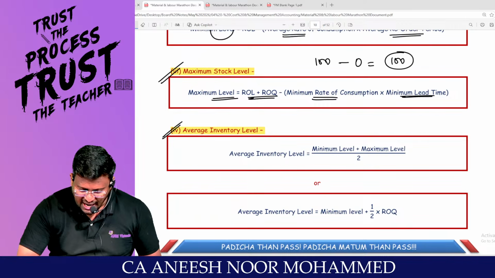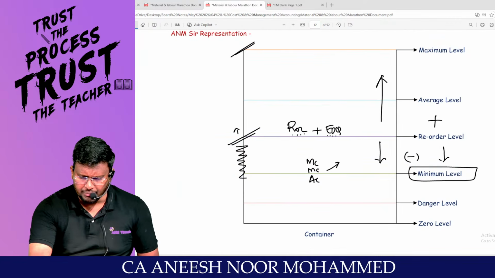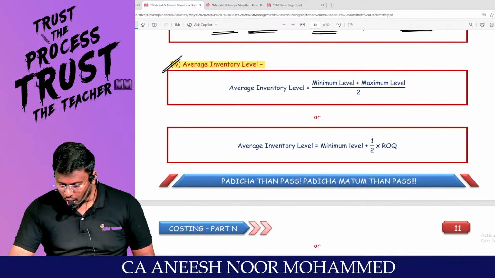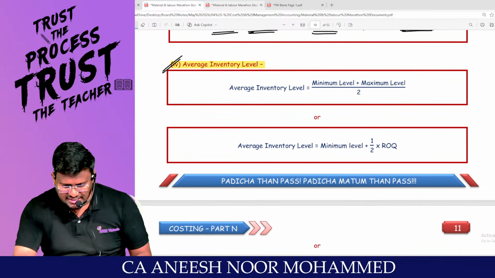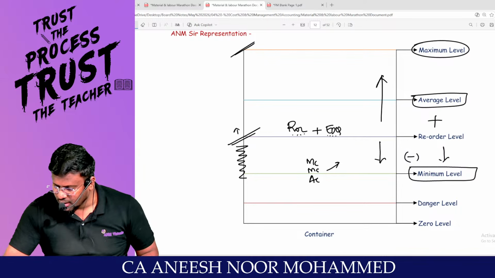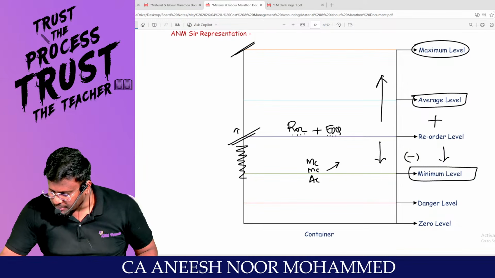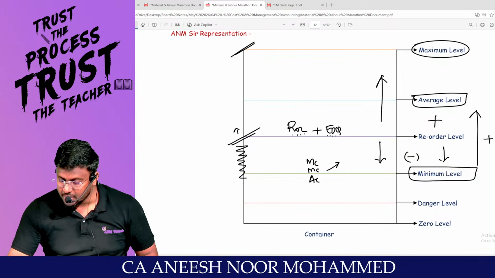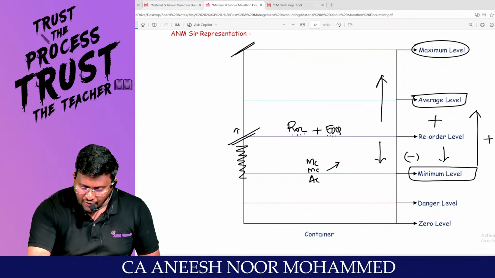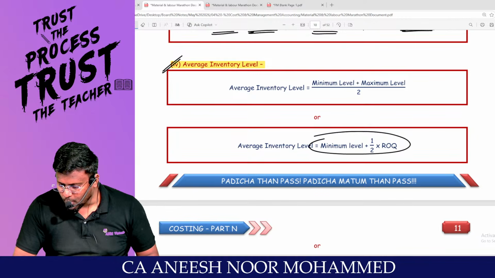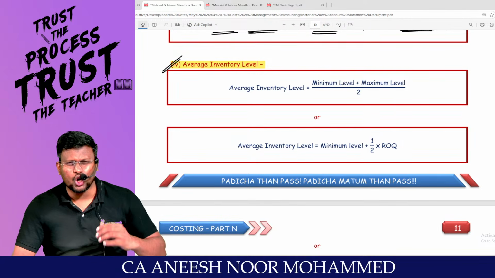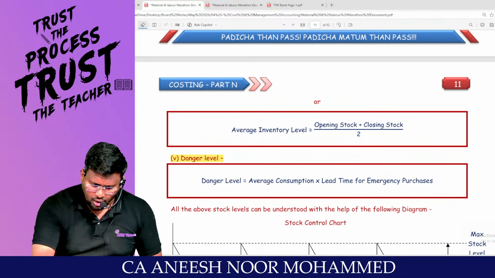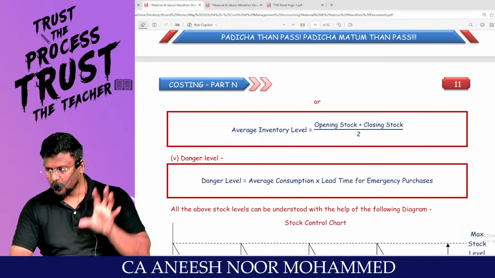What is this average inventory level? It is nothing but minimum level plus maximum level divided by 2, the accounting formula, or minimum level plus this. This is the average level. It is above the minimum level. So from here, I have to go here. That means will you plus or minus? Plus. That's why minimum level plus half of EOQ is the other approach. Half of ROQ, that is reorder quantity, which is nothing but EOQ, my dear lovable students, or opening stock plus closing stock divided by 2.